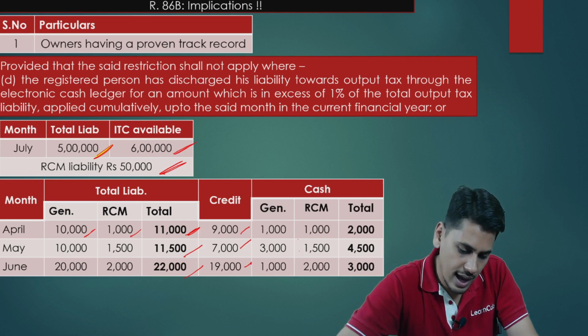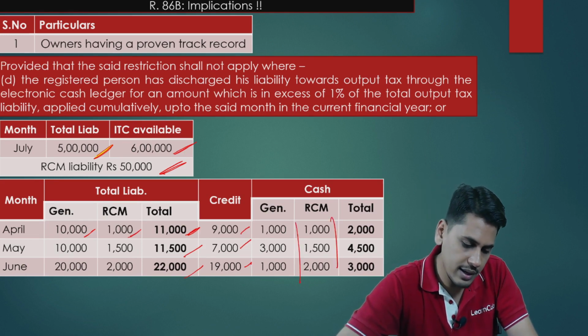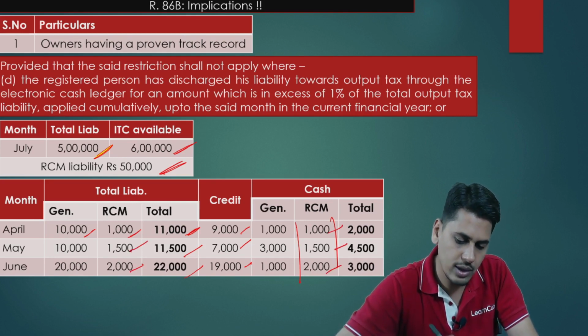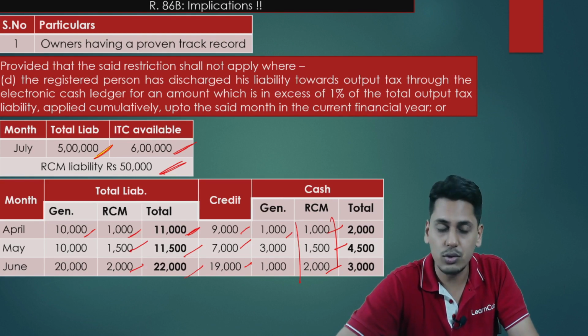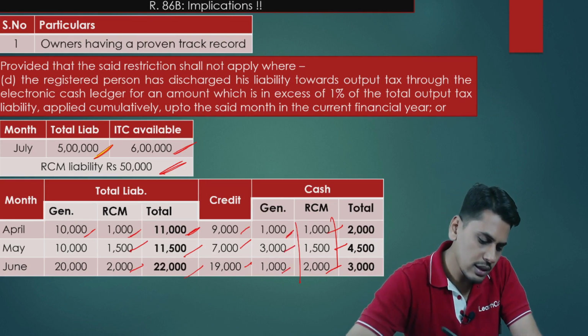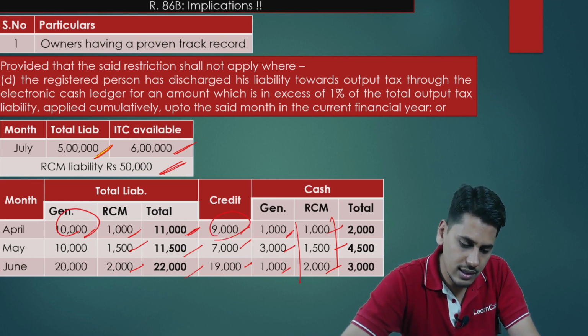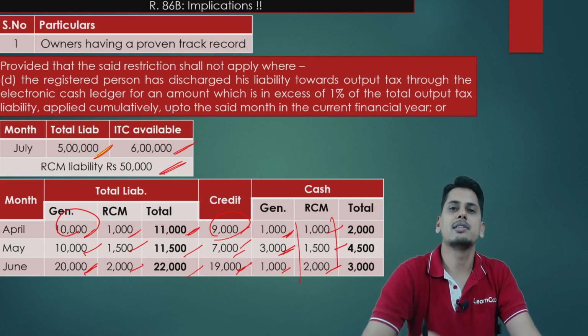Through your cash ledger, RCM, obviously you have to pay through cash only. So 1,000 was RCM liability, I paid it through cash, 1,500 through cash, 2,000 paid through cash. Discharge through cash ledger: 1,000, 3,000 and 1,000. See, general output tax liability was 10,000. I paid through credit 9,000. The difference, 1,000, is through cash ledger. 10,000 minus 7,000, 3,000. 20,000 minus 19,000, 1,000. So this is the data which is given.